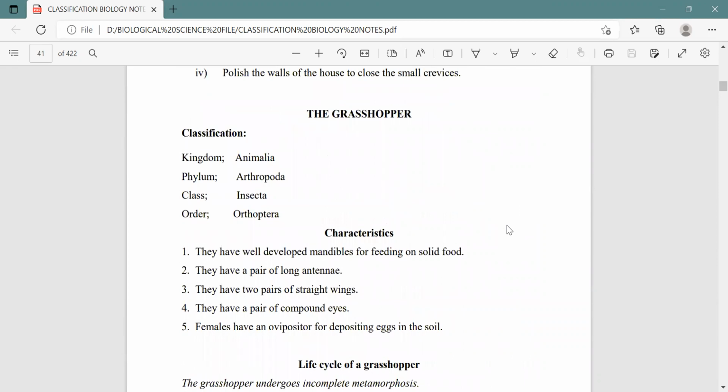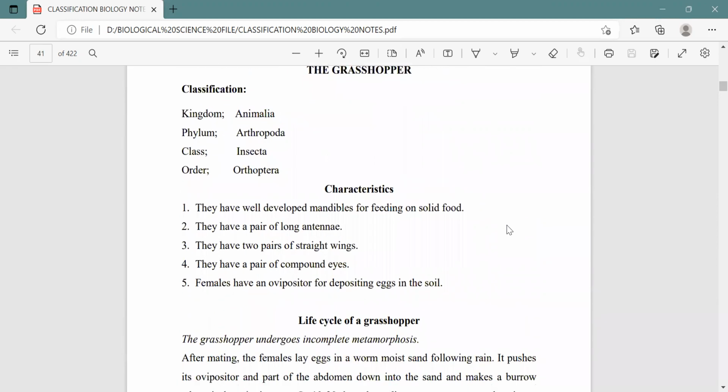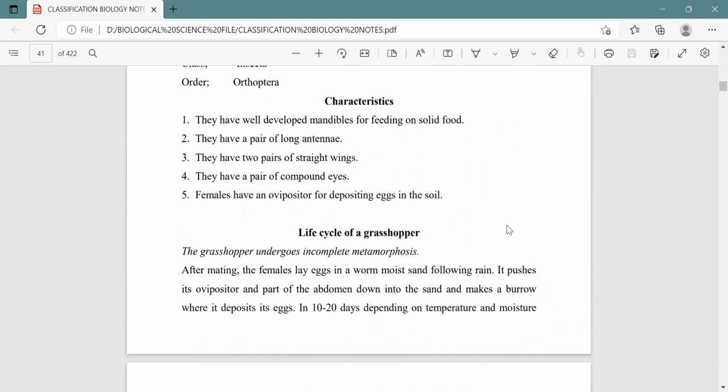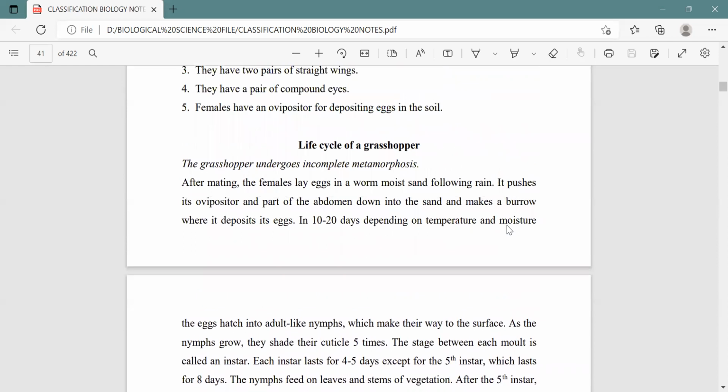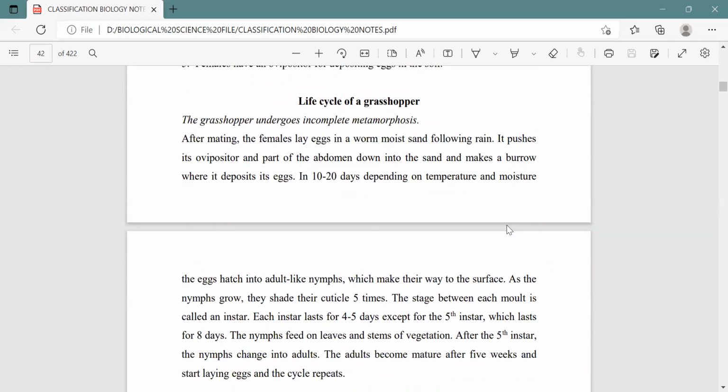At least we've seen some representatives of insects. This is a grasshopper, and it undergoes incomplete metamorphosis. Egg, a nymph, and an adult. You will not find the pupa. The pupa stage will not be found here.